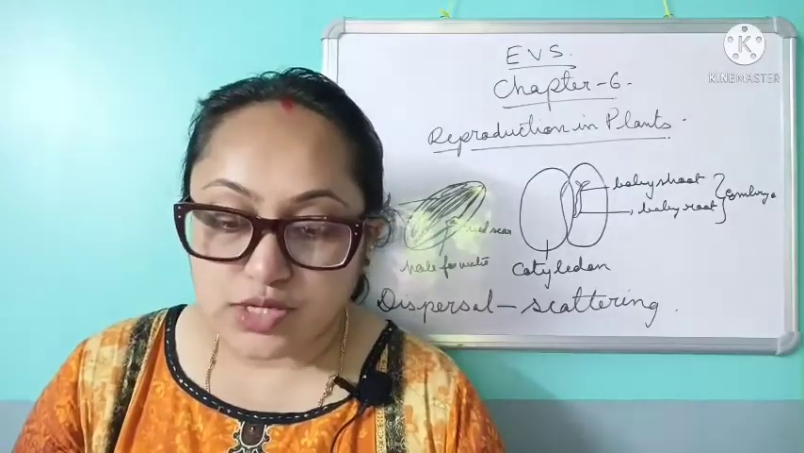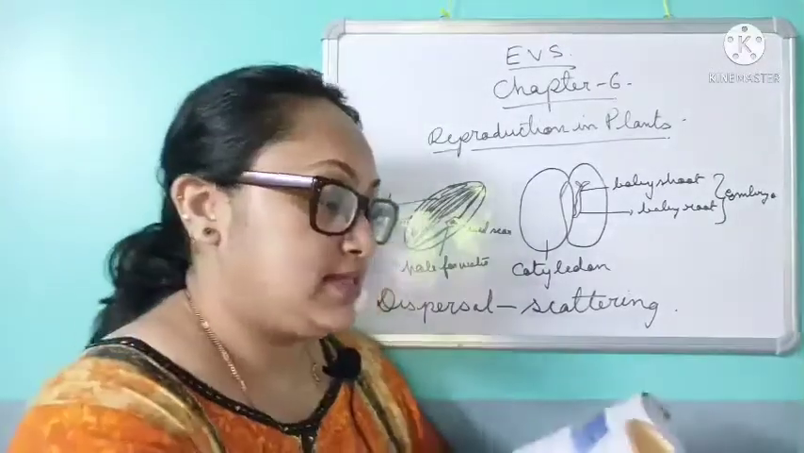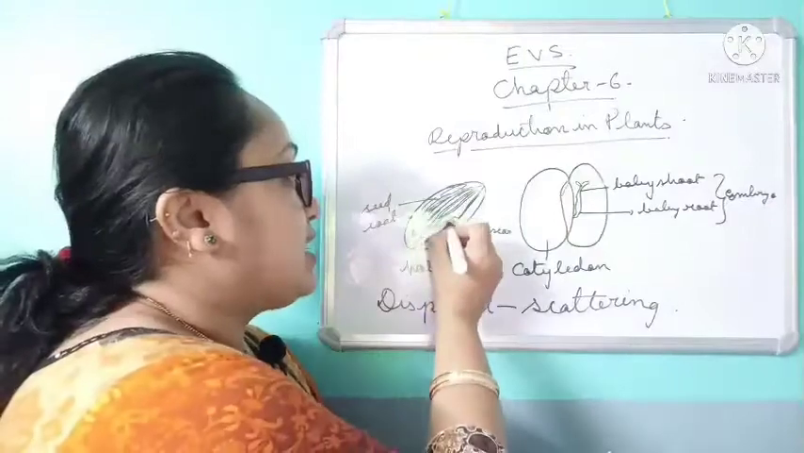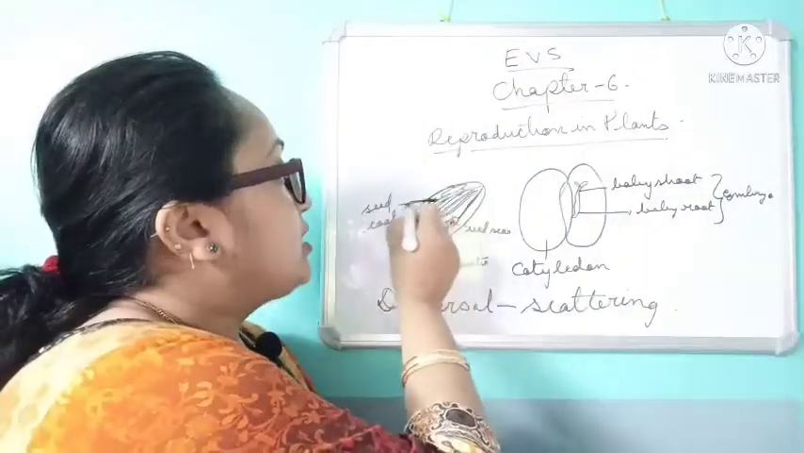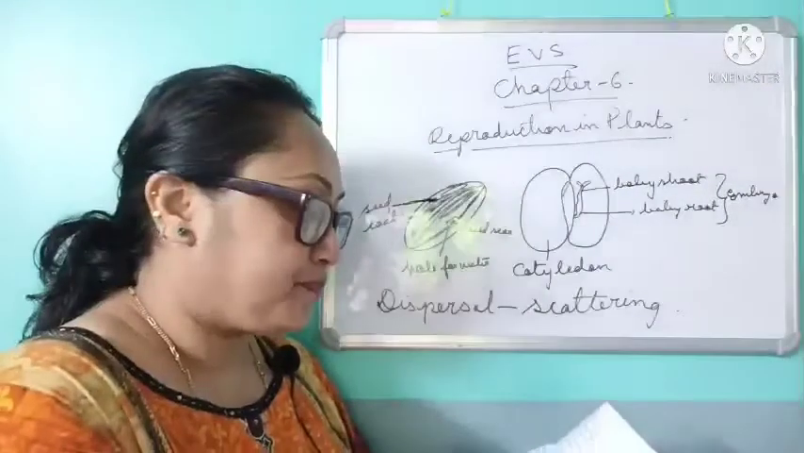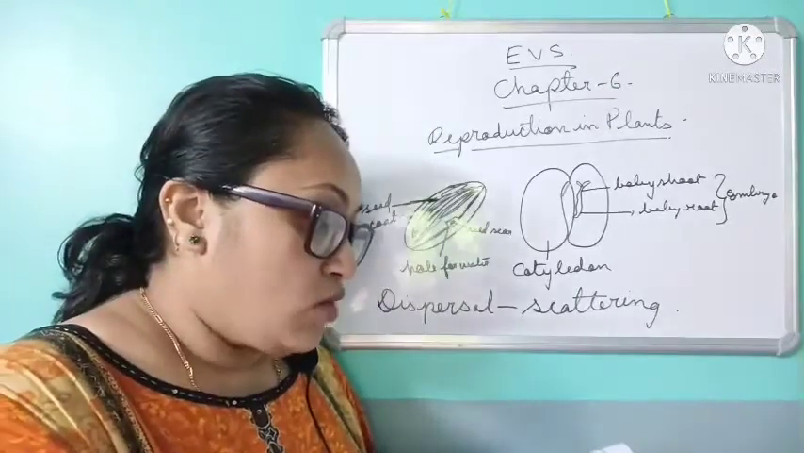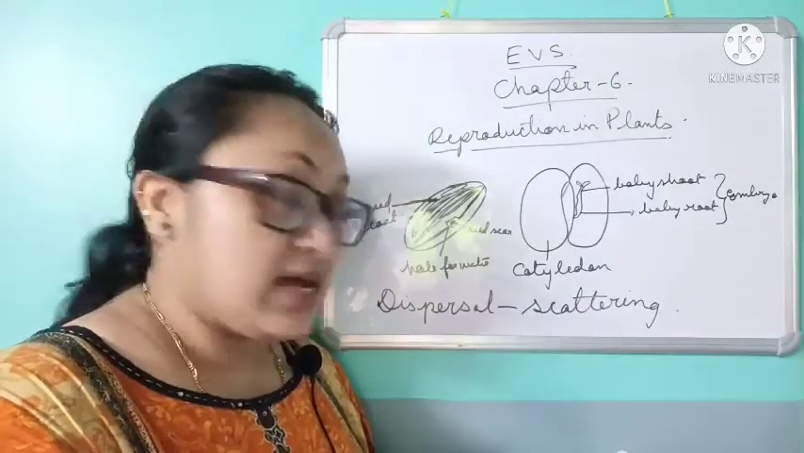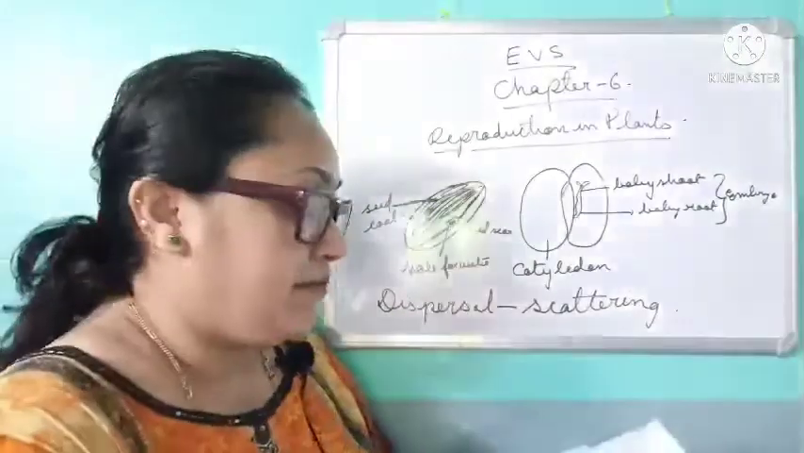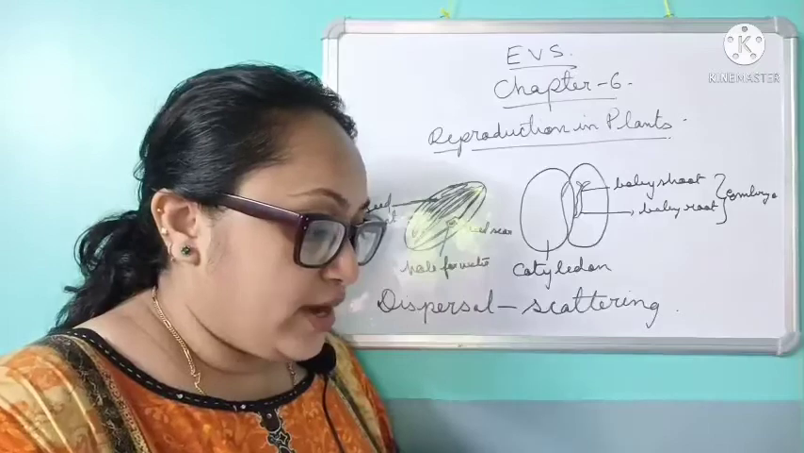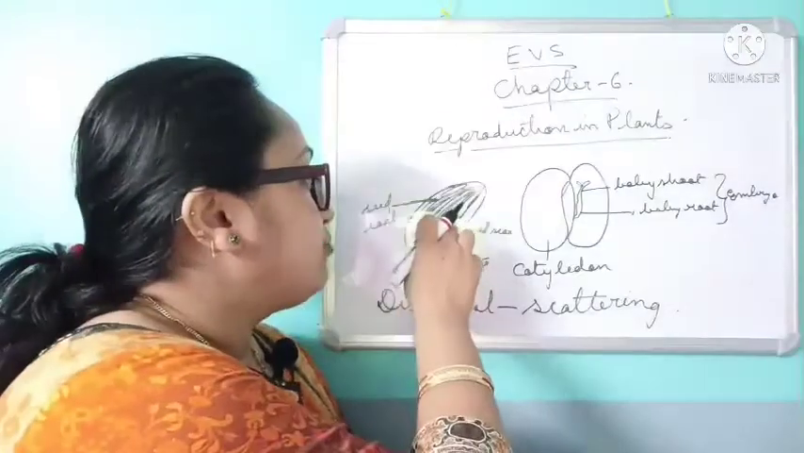The thick outer covering is called the seed coat. Suppose this is the seed, if you take this as a rajma seed or the mango seed, whatever. This is called the seed coat. That is the upper one. This is the hard one, which protects the seed. On one side of the seed is a scar. Now where is the scar? This is the seed scar.